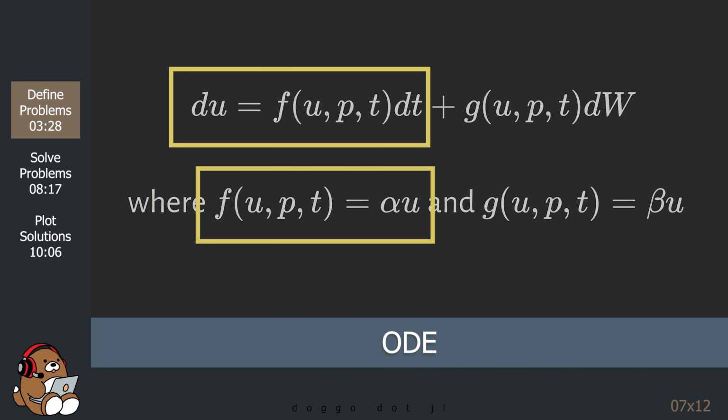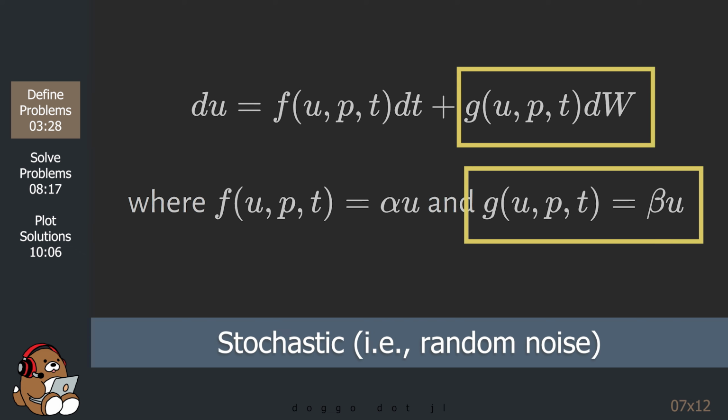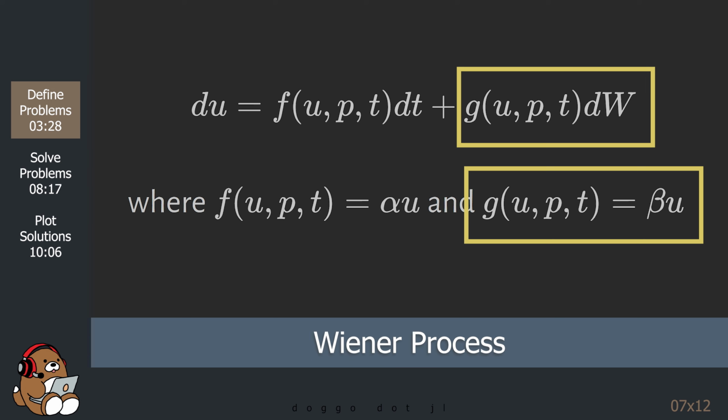The first part of this equation you've seen before. That's just the equation for an ordinary differential equation that defines how some unknown function u changes with respect to time, and is impacted by some parameter alpha. The second part is new. That's the stochastic part of the equation. The second part of this equation defines how that unknown function u changes with respect to this uppercase W, which stands for the Wiener process.